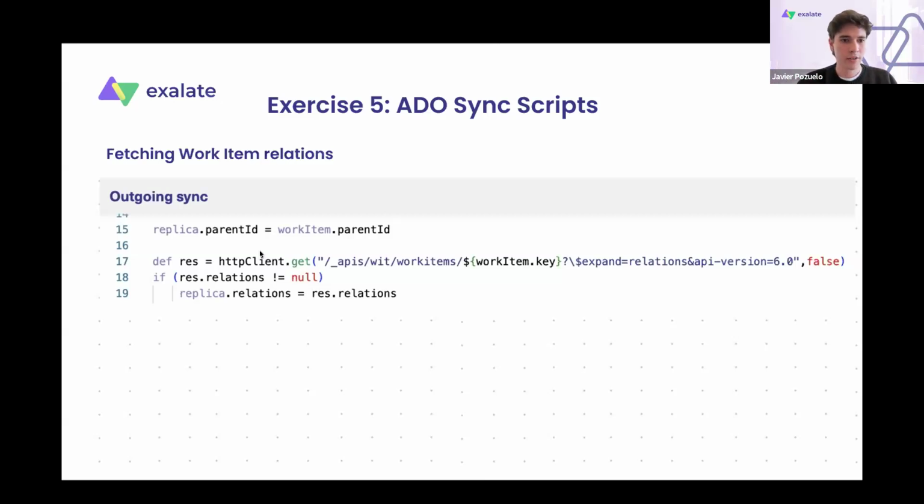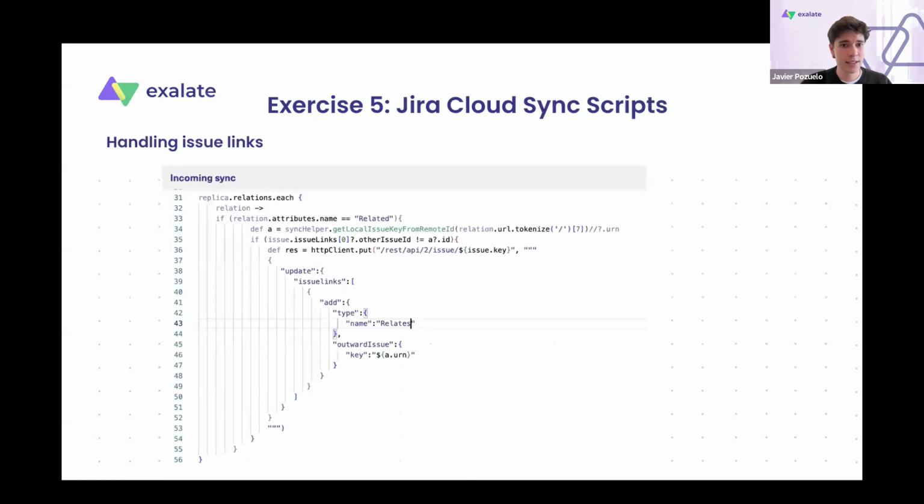How do we do that? First of all, we need to fetch all the relations of our work item via the ADO REST API. And then we add them to the replica.relations. So now that we are sending all the relations to the Jira Cloud side, let's see what we do.